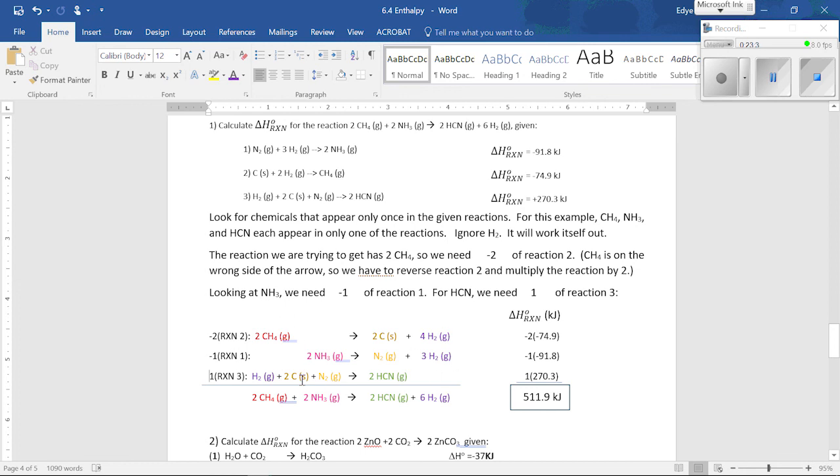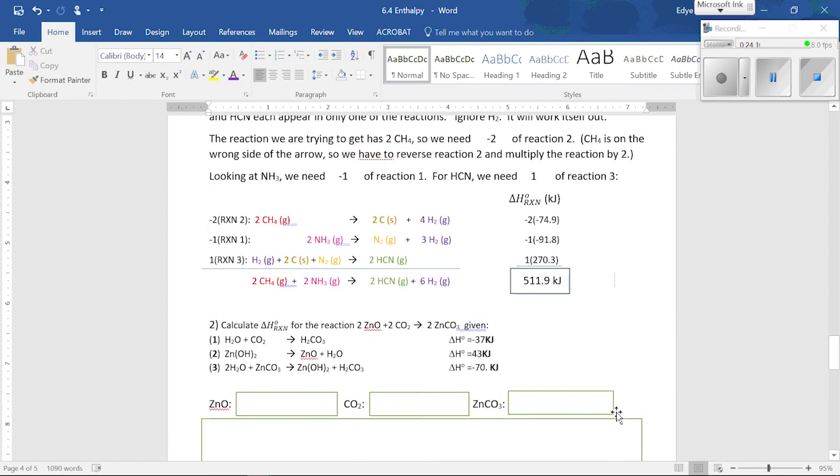I color-coded this so that hopefully you can see that I have 2 CH4s, and those carry down. I have 2 HCNs, and those carry down. Now, right here I have 7 H2s. And on the left side, I have 1 H2. This is just like a mathematical equation. 7 minus the 1 leaves me with 6 H2s. Now the nitrogens, notice I have 1 here and 1 here. They cancel each other out. The carbon here and here, those cancel each other out too. And I literally get back the reaction that I was looking for right up here. Those are exact matches.